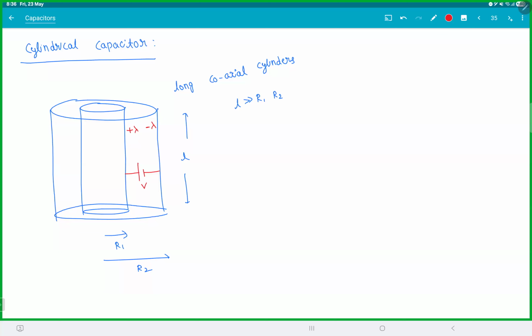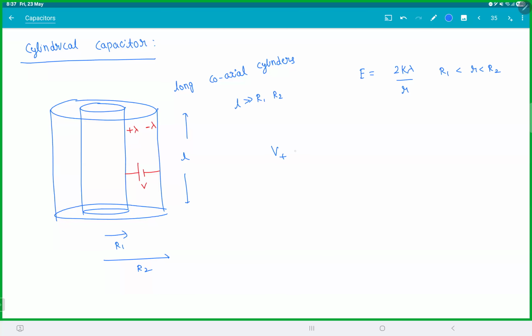Do you guys remember the field inside a hollow cylinder? We have done this in Gauss law. The field inside a hollow cylinder is zero, which means the minus lambda will not create any field inside. And the field outside a hollow cylinder is like a line charge at the center, which we did in Gauss law. You can check it out in case you forgot. So the field will be given by 2k lambda by R, where R lies between R1 and R2. There's no field outside and no field inside R1. Whatever field is there is only between the shells.